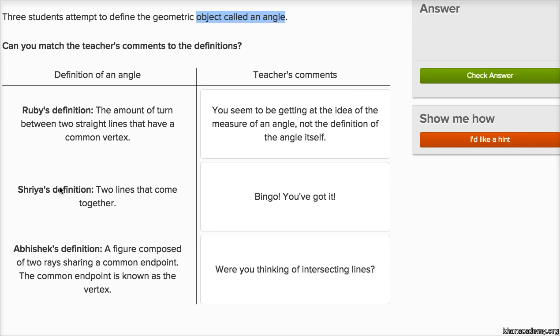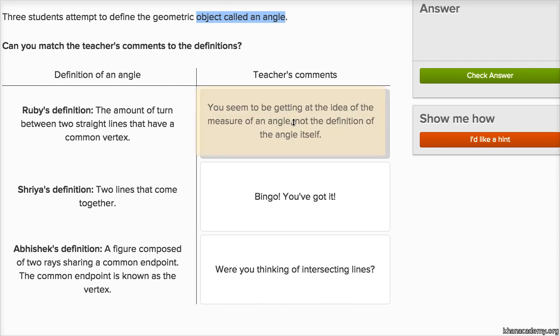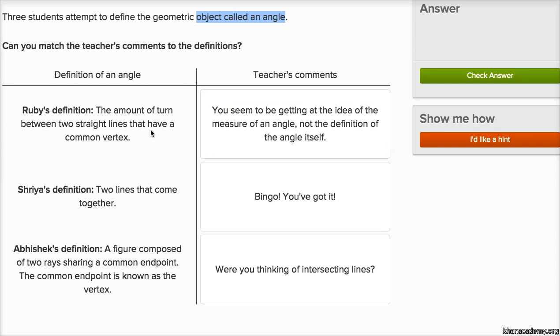So Ruby, well, these same 3 students, Ruby says the amount of turn between 2 straight lines that have a common vertex. Well, this is kind of getting there. The definition of an angle, we typically talk about 2 rays with a common vertex. She's talking about 2 lines with a common vertex. And she's talking about the amount of turn. So she's really talking about more of kind of the measure of an angle. So let's see what comment here. So you seem to be getting at the idea of a measure of an angle and not the definition of an angle itself. So this is actually right. I would put this one right here. We just got lucky. This was already aligned.